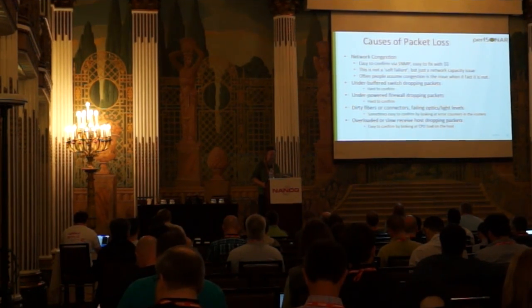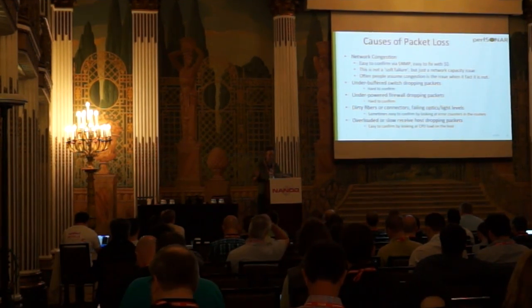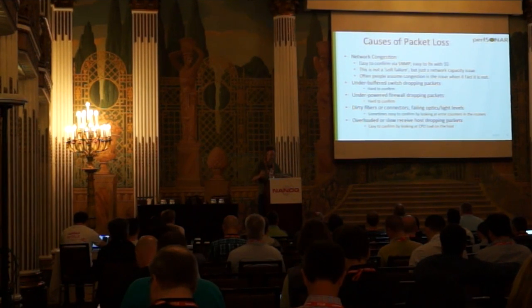Of course, dirty fibers are always an issue. Sometimes the hardware counters catch that. Sometimes they don't. It depends on how good your Nagios alerts are on those sorts of things. And then just slow hosts too. How do you know when it's a network problem versus the receive host is slow in dropping packets?